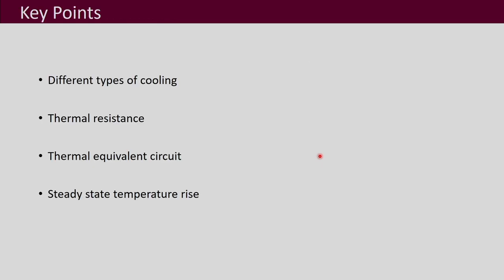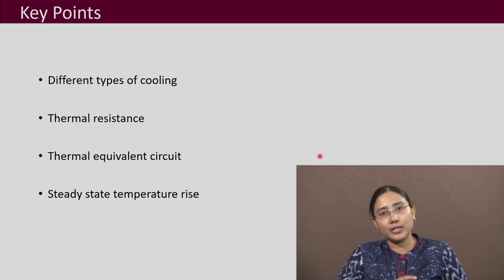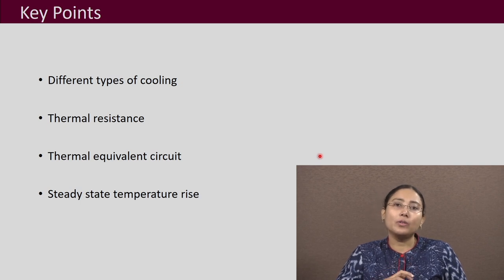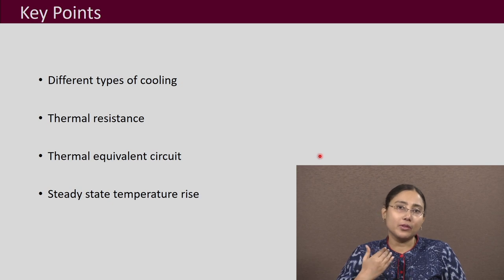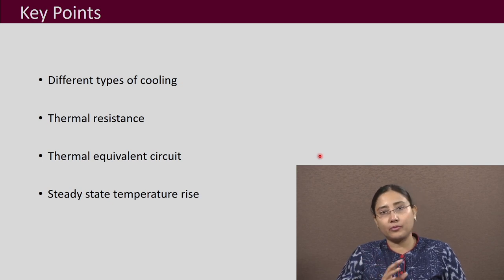So the key points of this lecture are that there are different types of cooling: natural, forced air, and liquid cooling. And depending on the application, and especially the range of power, the type of cooling is chosen. For small power, low power levels, natural cooling is sufficient. As the power level goes up, we have to go for forced air cooling. And further, when the power level becomes very high, then even forced air cooling doesn't work, and we have to go for liquid cooling.